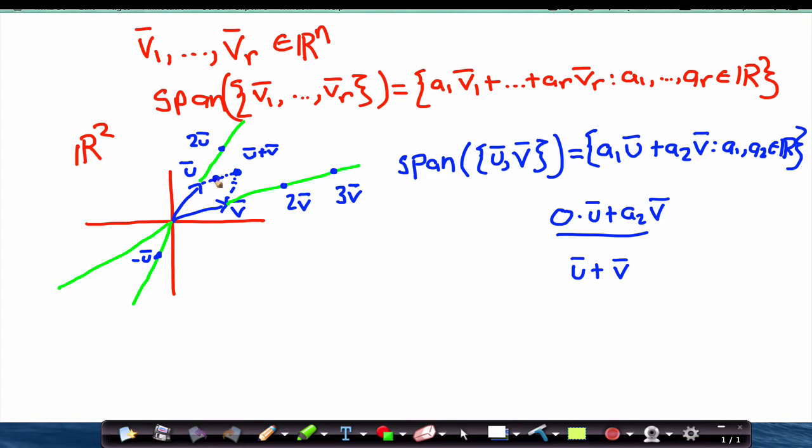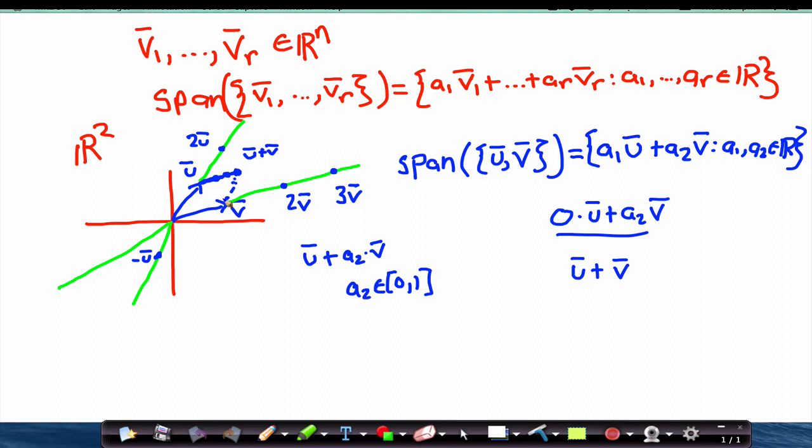That point is going to be u plus 1/2 v, right? That looks about like u plus 1/2 v. And if we want to get this point here, that is maybe u plus 3/4 times v. Okay, so by looking at u plus, these are all points of the form u plus a2 times v, as a2 ranges between 0 and 1. That gives us this line here.